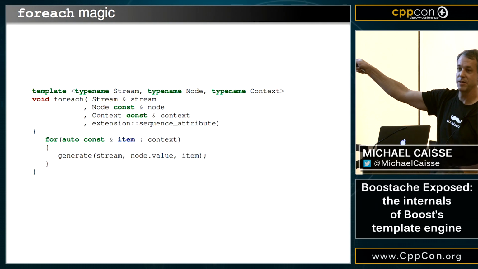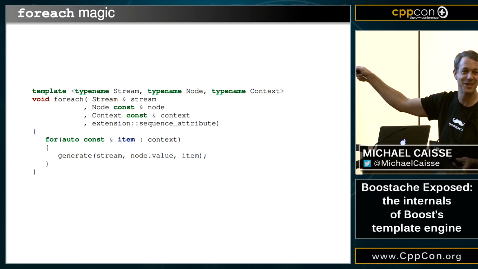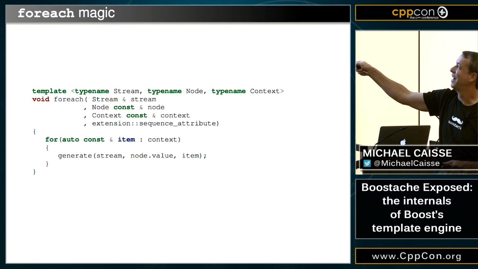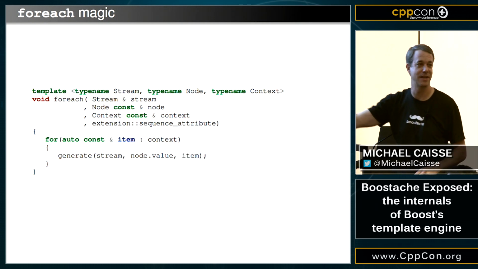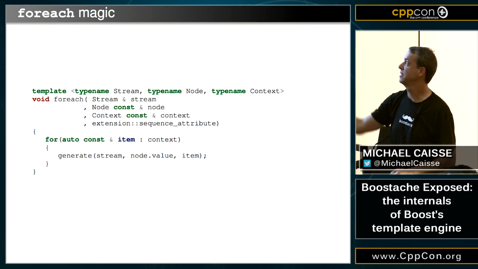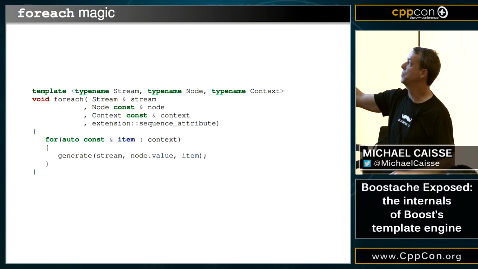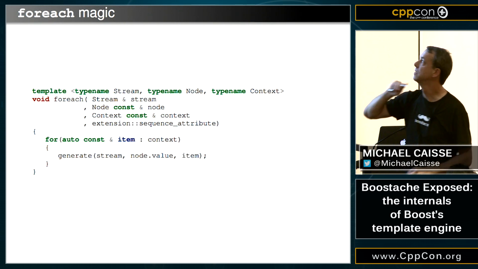Okay, finally we have a sequence, something that we can iterate over. I go ahead and call, wow, what a surprise, generate over each of the nodes that are inside of the sequence, passing it now the node value and the item.